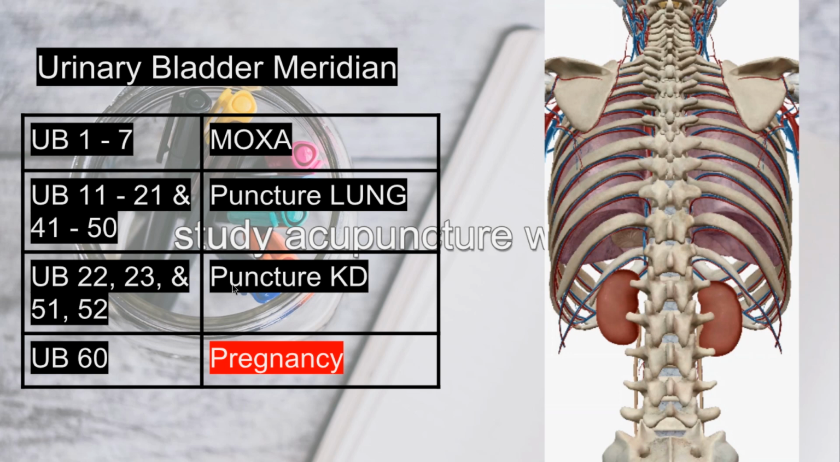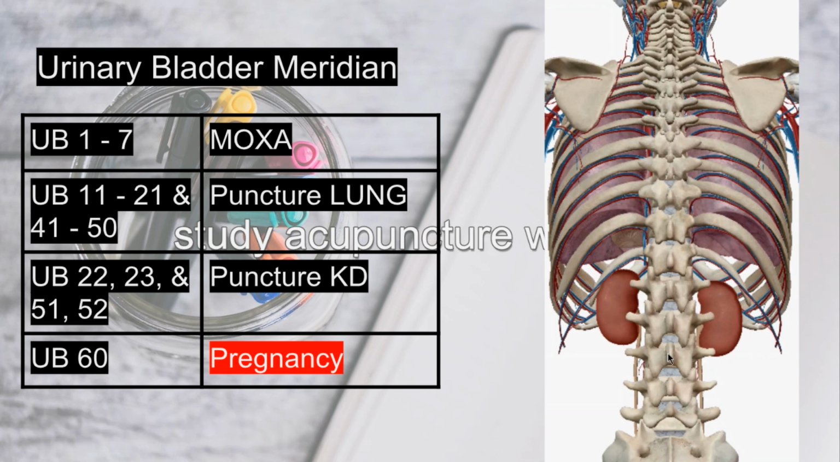So we have 22, which is Sanjiao shu. It's the back shu of the Sanjiao, and it's located 1.5 cun lateral to the lower border of L1. And then 23, which is right below that, 1.5 cun lateral to the lower border of the spinous process of L2. And both of these are caution to puncture the kidney. 51 and 52 is the same. It's just that instead of 1.5 cun, it's 3 cun out.